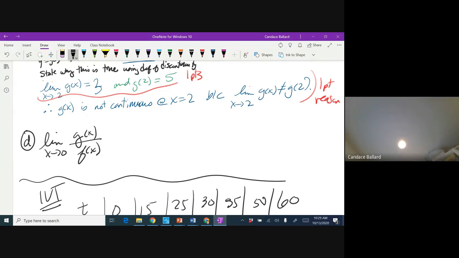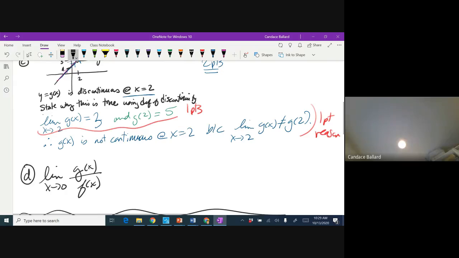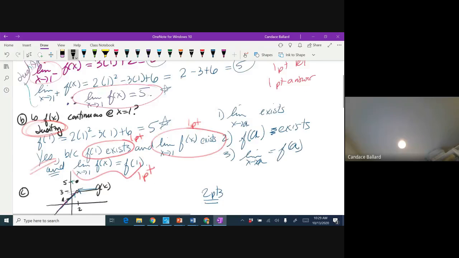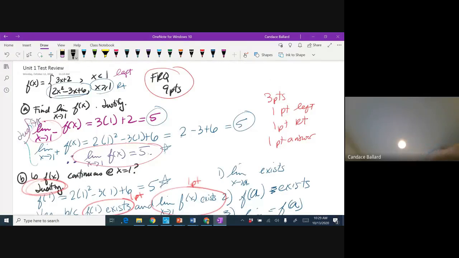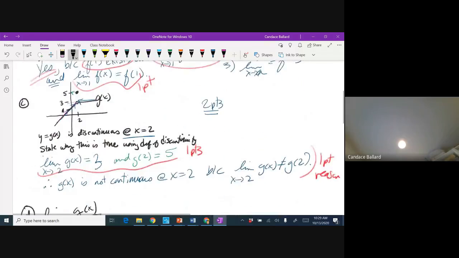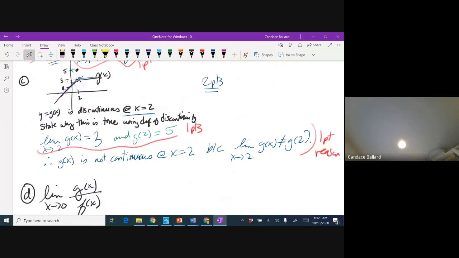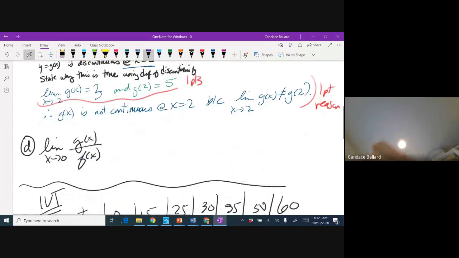I'm not looking at any of the work in between. But I'm supposed to find the limit as x approaches 0 of g of x over f of x. So I'm going to go back to my graph g of x and my f of x function that I had originally. But before I do that, I'm going to figure out what this means. So this means that we have the limit as x approaches 0 of g of x over the limit as x approaches 0 of f of x.